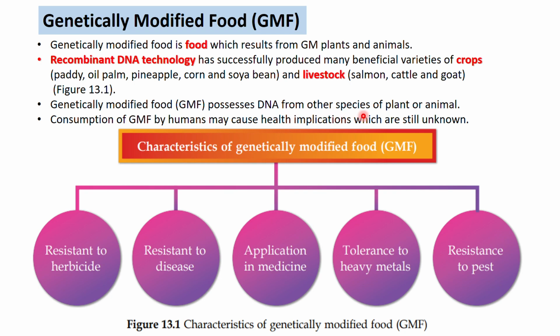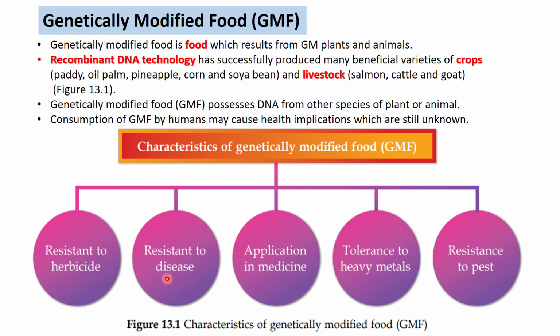Let's look at the characteristics of genetically modified food. The first one, GMF is resistant to herbicide. For example, we have the GM soybeans with the herbicide resistance gene, which allows farmers to spray fields and kill weeds, but not the soy plant itself. Next, GMF is also resistant to disease.